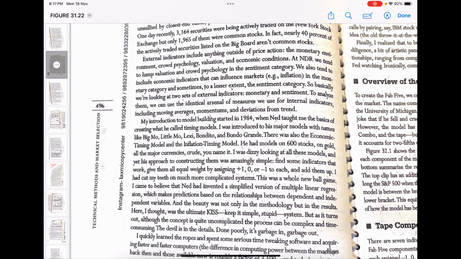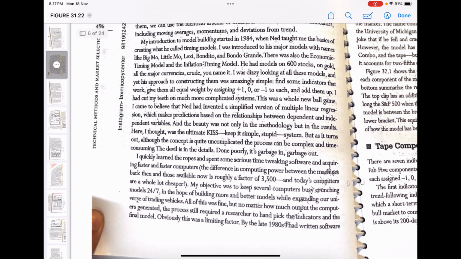To analyze them, we can use the identical arsenal of measures we used for internal indicators, including moving average, momentum, and deviations from trend.